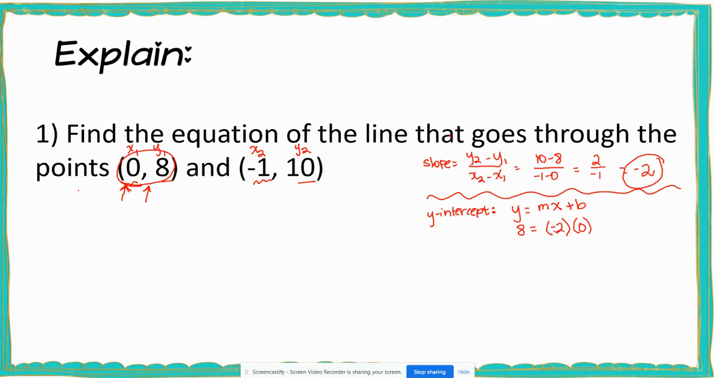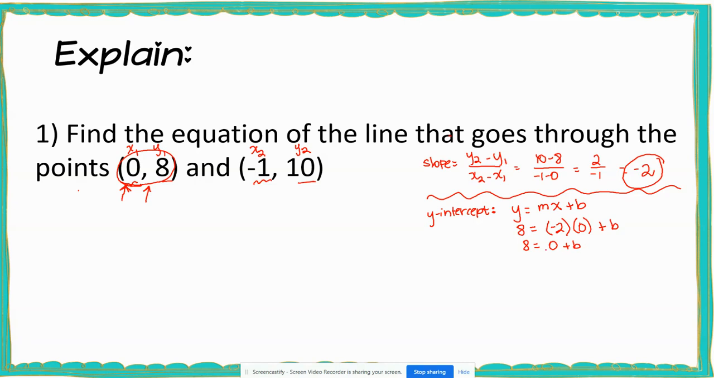So I'm going to plug in 0 for x. Because this says m times x, I'm doing negative 2, which was m, times 0, which was x. Then I just write the rest of the equation, which is plus b. We're looking for b because the point of this is to find the y-intercept. Then I'm going to multiply negative 2 times 0, so I'm leaving 8. Negative 2 times 0 is 0, and 0 plus b is what I have on this side of the equation.